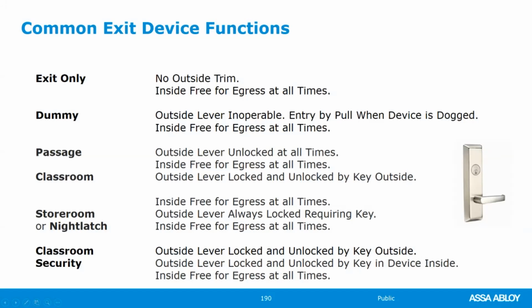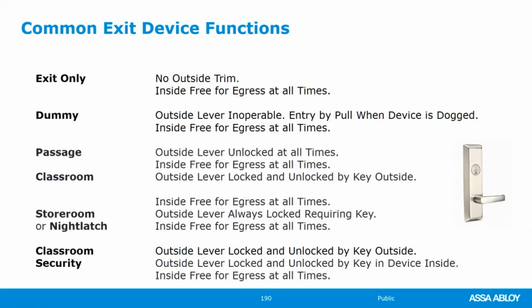Typical exit device functions. Exit only: there's no outside trim. You can get out from the inside at all times. Dummy would have an outside lever or pull, and you can only enter it when the device is dogged. You can always get out from the inside. Passage: the outside lever is unlocked. The inside push bar is free for egress at all times. Classroom function: the key on the outside locks and unlocks the outside lever. You can always get out from the inside.